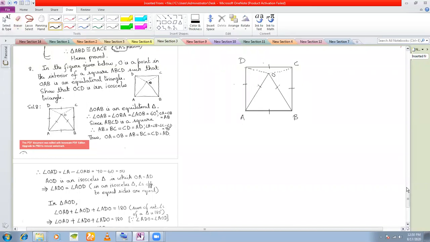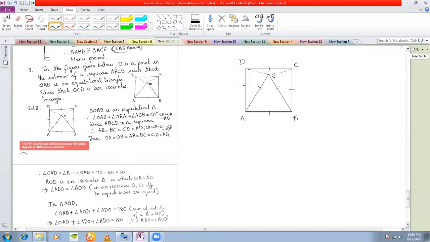Then the next realization is that all these angles must be 60 degrees, because they are the interior angles of an equilateral triangle. Also, this is a right angle, because all the interior angles of a square are right angles. Now if this angle is 90 degrees, then this has to be 30 degrees. 90 minus 60.